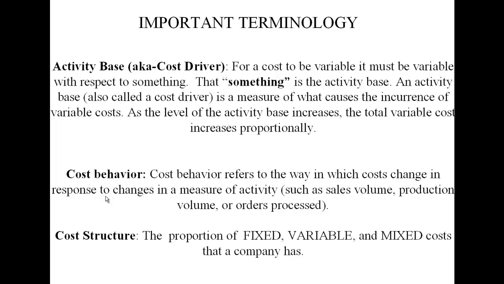Of course, cost behavior is defined as the way in which costs change in response to changes in the measure of an activity. An activity base, for example, might be the number of units that we produce, right? So the more units that we produce, obviously the more direct labor and direct materials are going to be consumed. And cost structure is the proportion of fixed, variable, and mixed costs that a company has. And we'll define each of those here in just a moment.